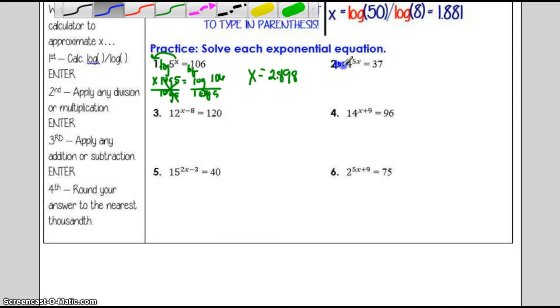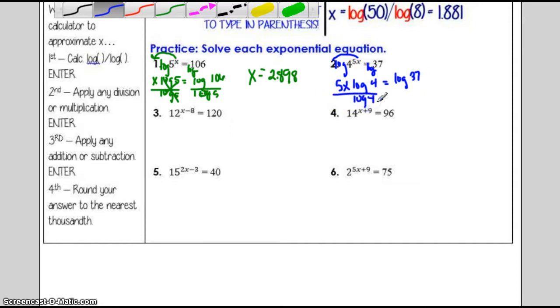So I'm going to put my log in there, and I'm going to move my 5x out to the front. So it's 5x log 4 equals log 37. And then we're going to divide by log 4.